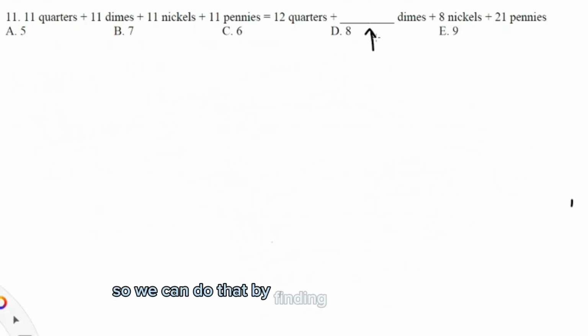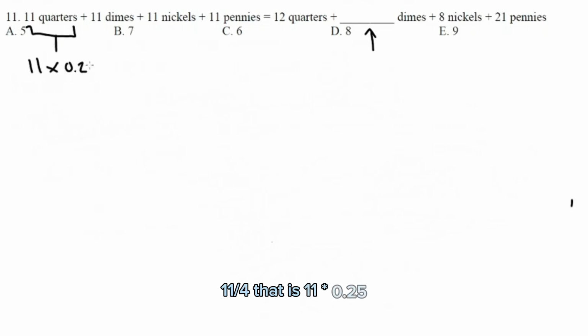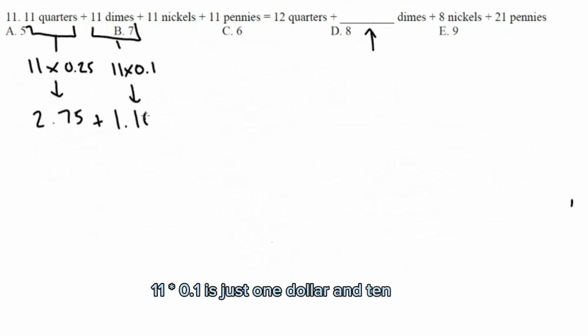So we can do that by finding what each of these individual values are. So let's start off with this side. 11 quarters, that is 11 times 0.25, which is 2.75. Next, 11 dimes. 11 dimes is just 11 times 0.1. 11 times 0.1 is just $1.10.